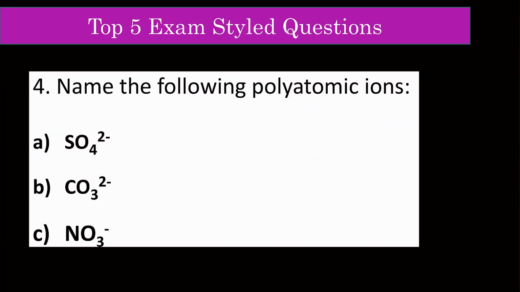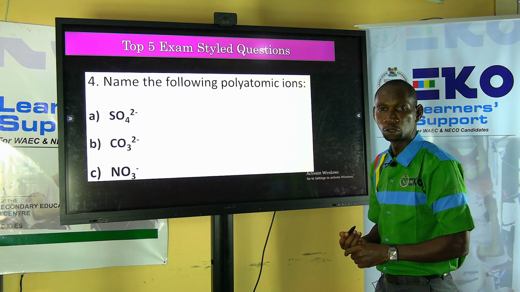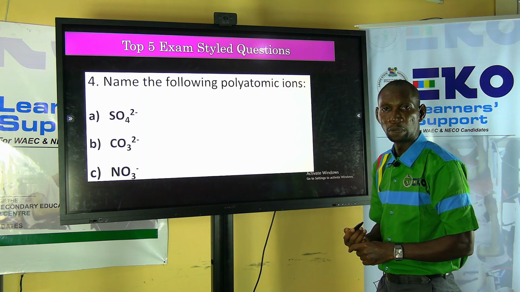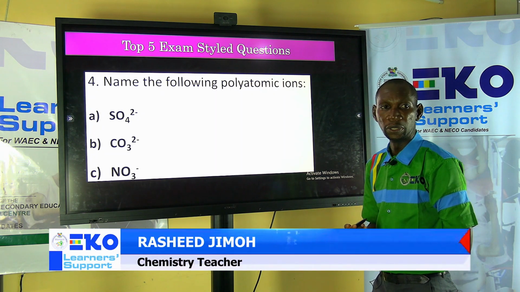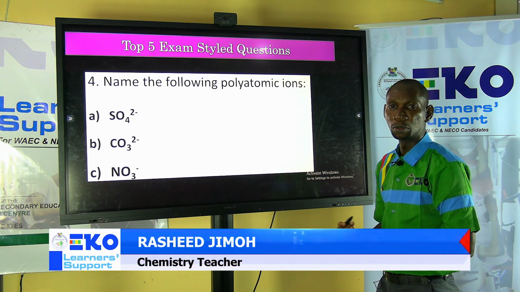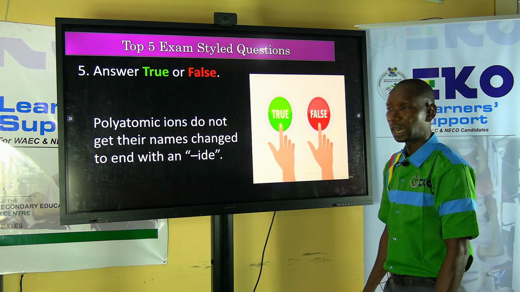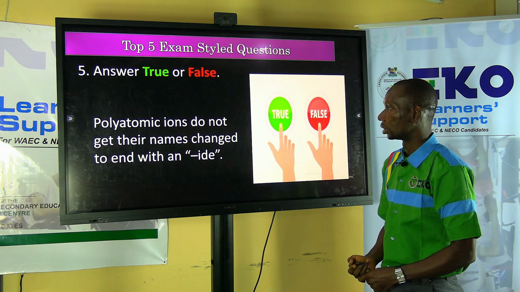Name the following polyatomic ions. So all you need to do is to turn to the list which you have already written down. What is SO4 2-? That's tetraoxosulfate 6 ion. How about CO3 2-? That's trioxocarbonate 4 ion. How about NO3-? That's what? Trioxonitrate 5 ion. Wonderful.